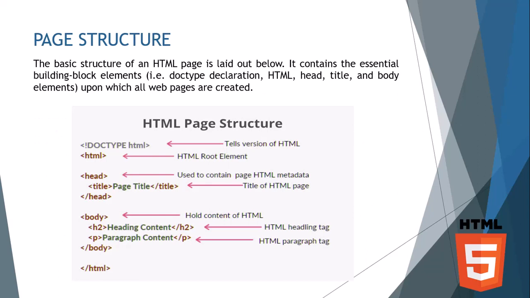Now, the picture you see on your screen is the basic HTML page structure, where you have the doctype, which tells the version of HTML, the HTML element itself, which is the HTML root element. The head tag is used to contain page HTML metadata. Now we have the title tag, which carries the title of your web page, and the body tag, which holds all the content of your web page. Then we have the H2 tag, which is the heading tag, the P tag, which is the paragraph tag, and so on.